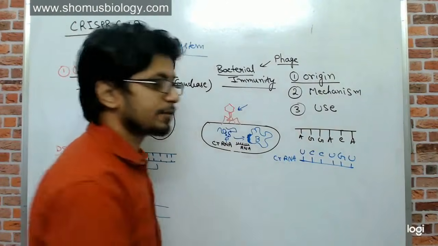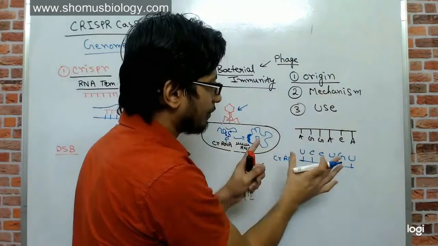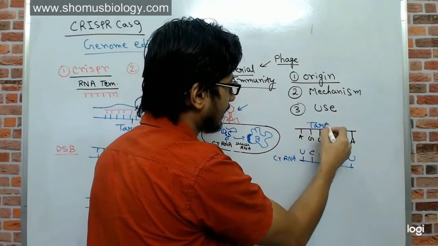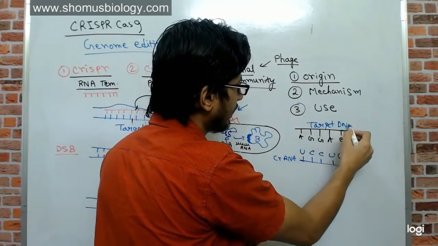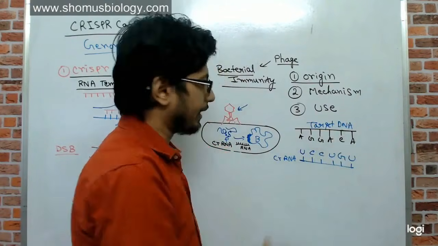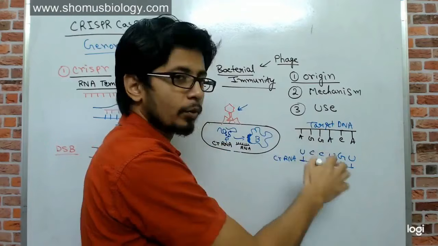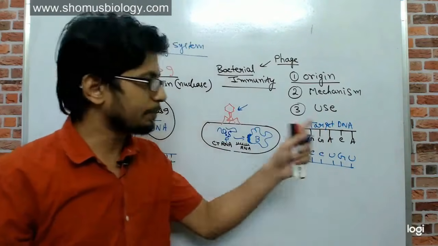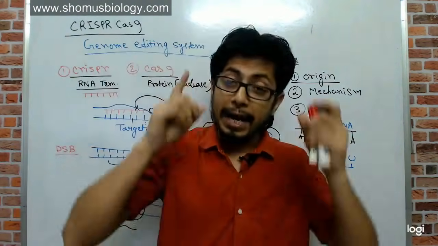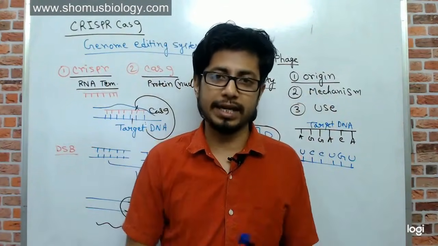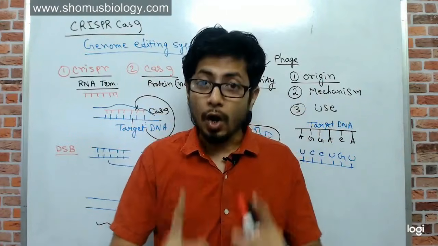So we provide the CRISPR RNA along with the Cas9, and we allow them to bind with the complementary target. This is the target DNA, and this is the CRISPR RNA. It will bind with it, and an RNA-DNA hybrid will form, and the Cas9 protein will destroy this target DNA. Not only a single strand, the Cas9 can degrade both the strands of the DNA.